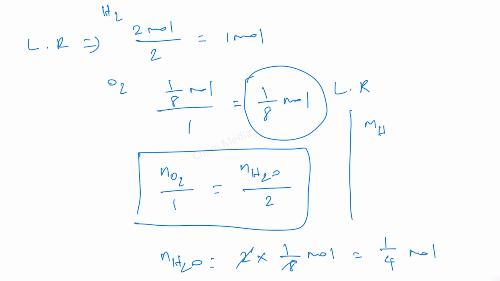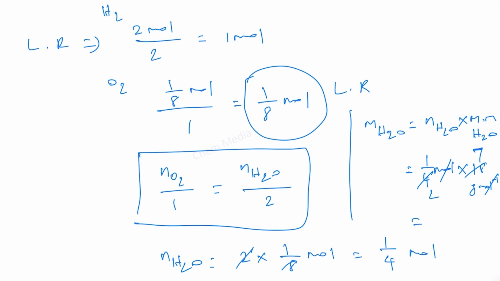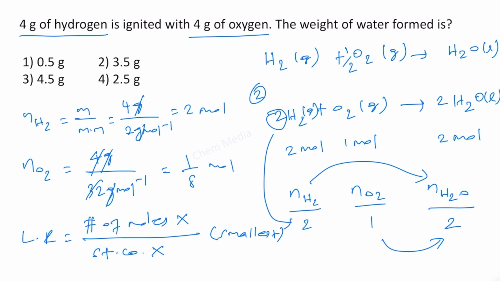Therefore, mass of H2O is equal to number of moles of H2O times molar mass of H2O. Number of moles of H2O is 1 by 4 moles. Molar mass of H2O is 16 plus 2, so 18 gram per mole. So, this will become 9 by 2, that is equal to 4.5 gram. That is the mass of water. So, this means option 3 is correct.